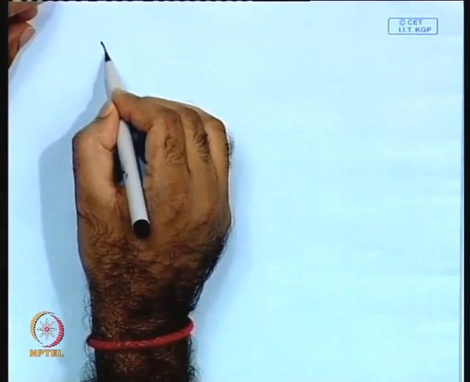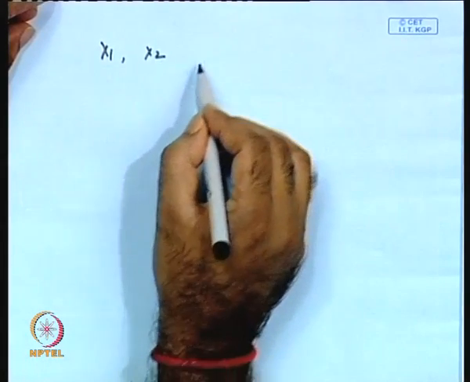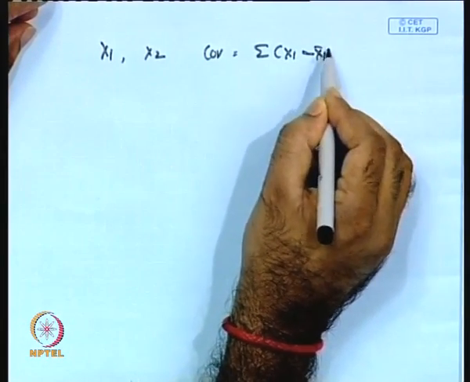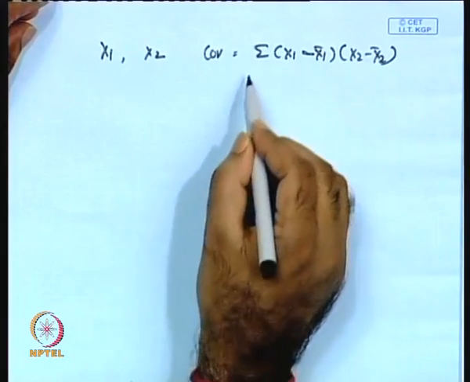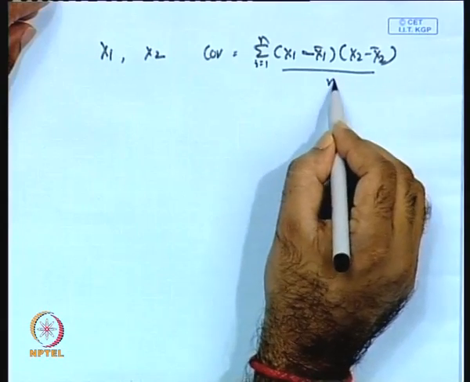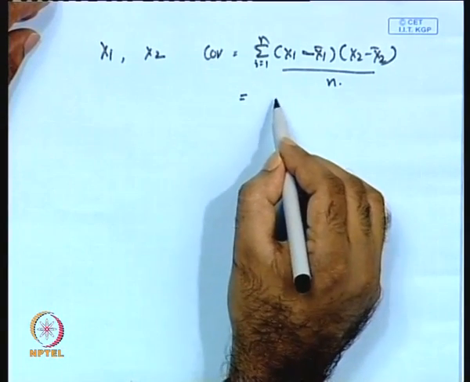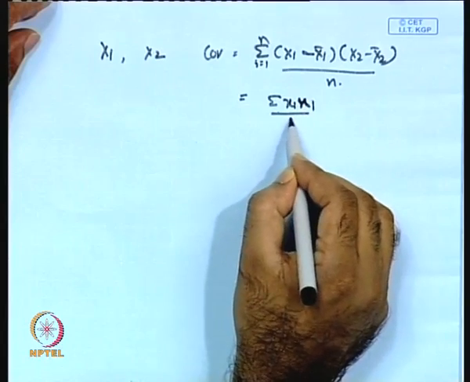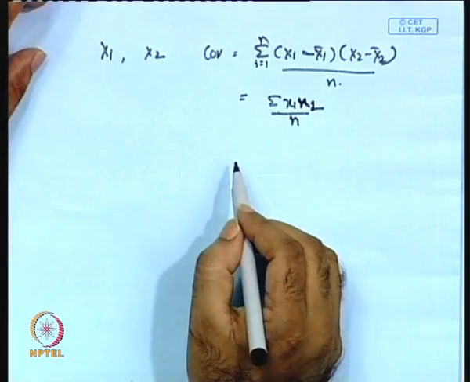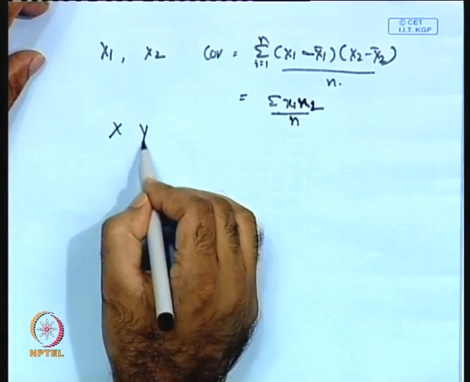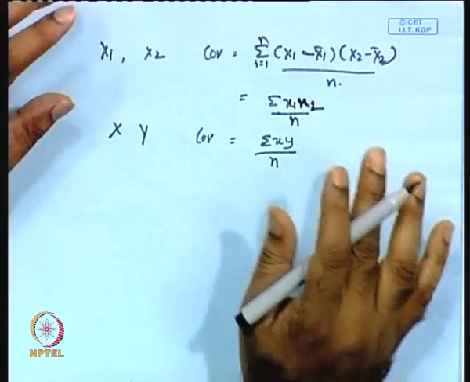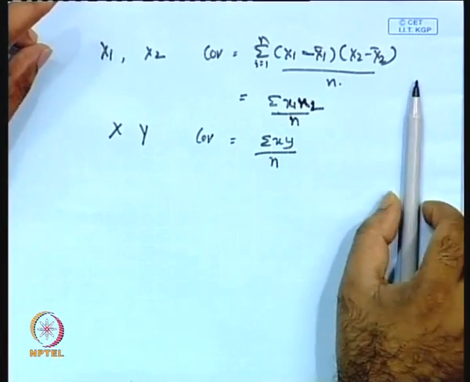Let me write it in a different way. For x1 and x2, covariance is equal to summation of (x1 minus x1 bar) into (x2 minus x2 bar), i equal to 1 to n, divided by n. Now I can write this structure simply as summation x1 x2 divided by n. For simplicity you can write it as x and y, then covariance of x, y equal to summation xy divided by n, where n is the number of observations.